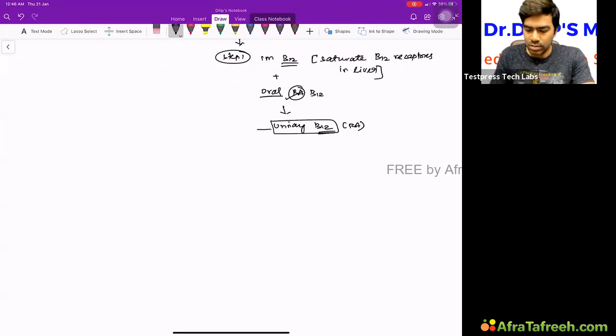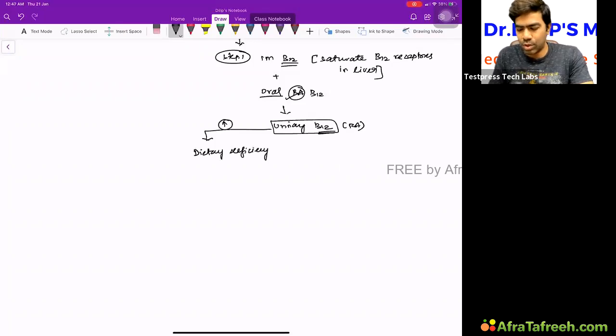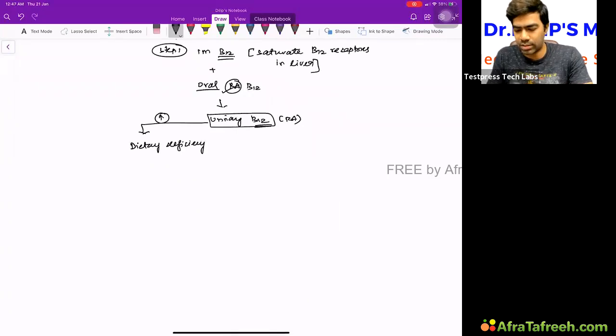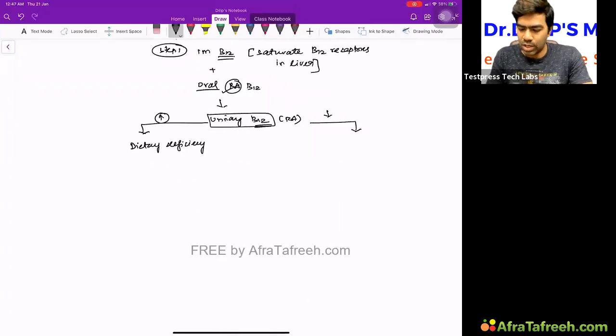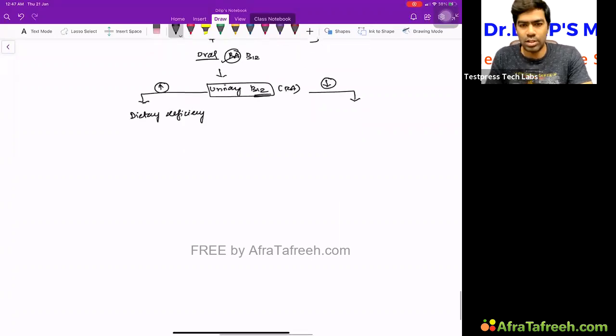Suppose the urinary B12 levels are increased, sufficient levels are achieved after giving oral B12, which indicates a dietary deficiency. It's a very rare scenario. Pure vegans only will have dietary deficiency, but nevertheless, dietary deficiency is possible. If the urinary B12 levels are low in this situation, you're going to proceed to step 2. In the sense, it's not dietary deficiency. Even if you give oral B12, the urinary B12 is not increasing. So proceed ahead with step 2.